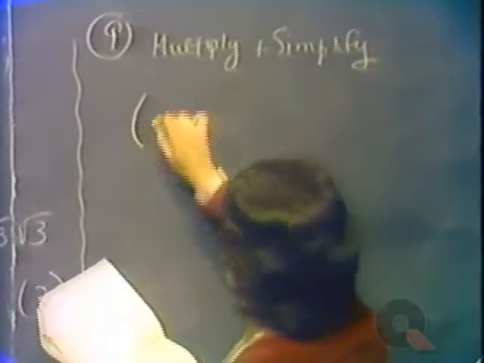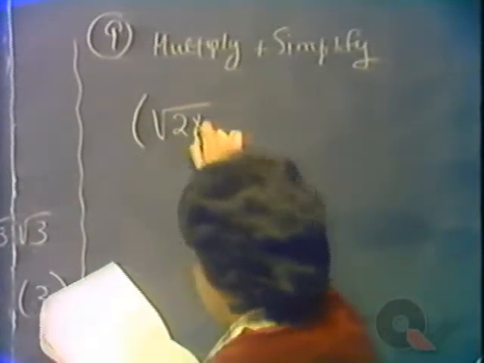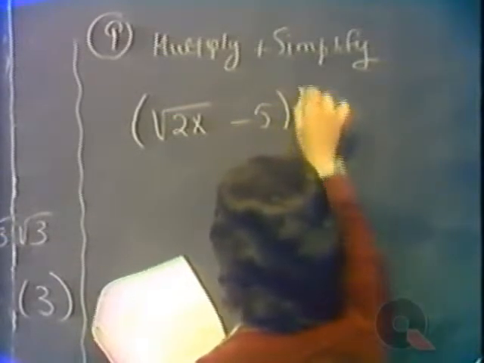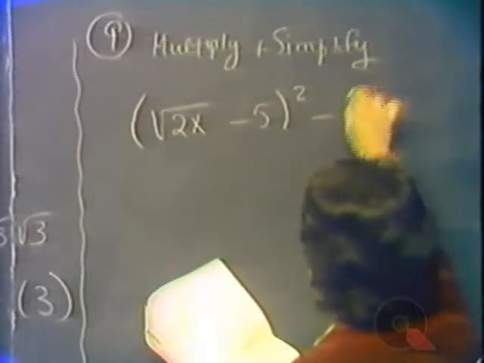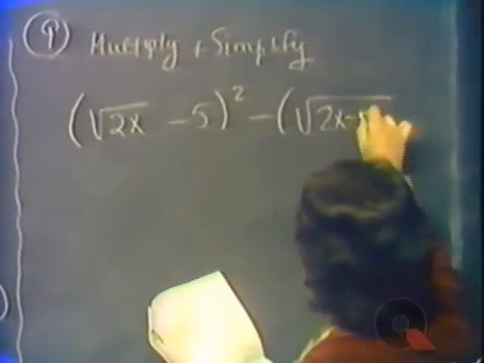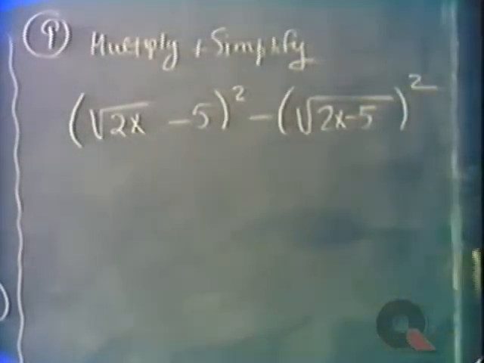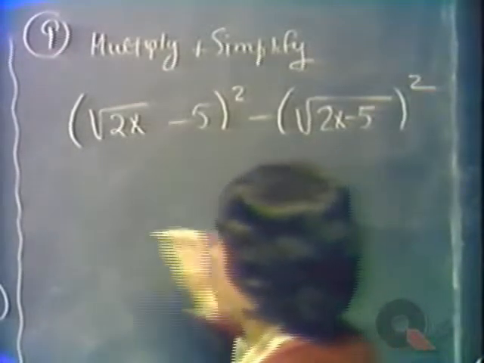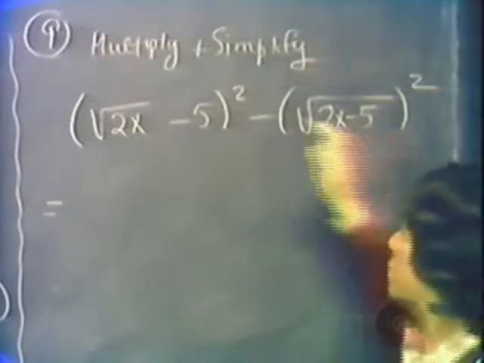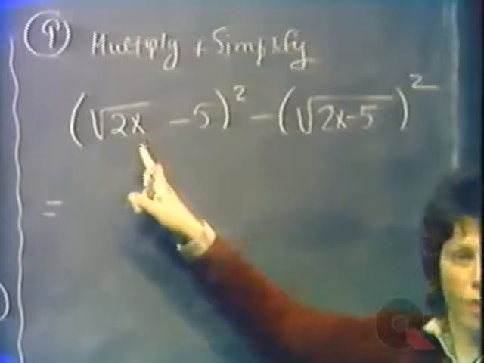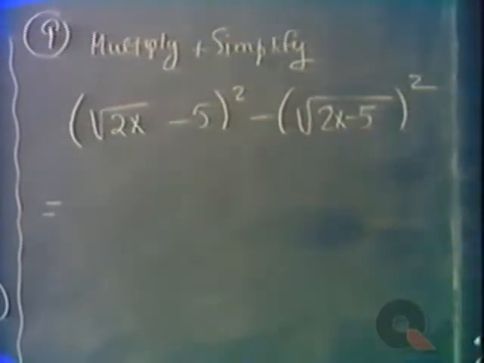We have here the square root of 2x minus 5, quantity squared, minus the square root of 2x minus 5, whole thing under the radical, squared. Some people might look at this very quickly and think that the answer is 0. Okay, but these are not the same thing. Here, only the 2x is under the radical. Here, the whole thing is under the radical.